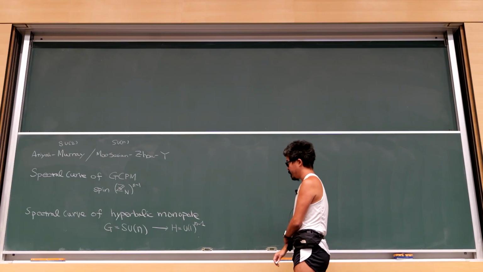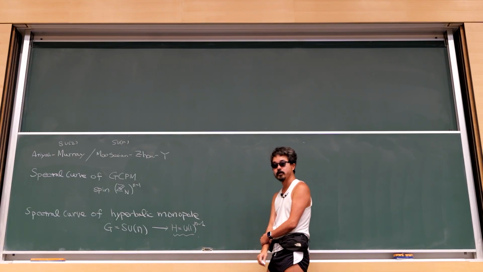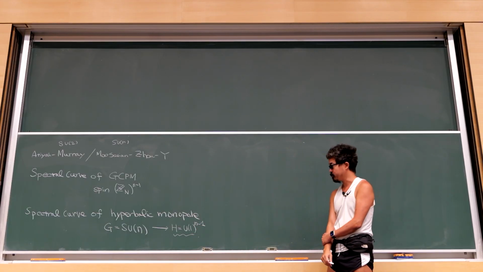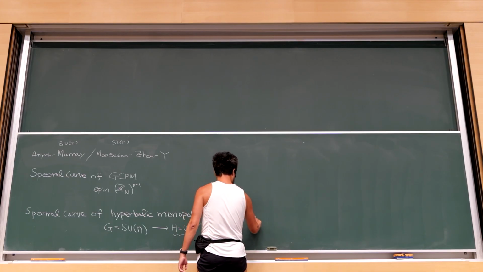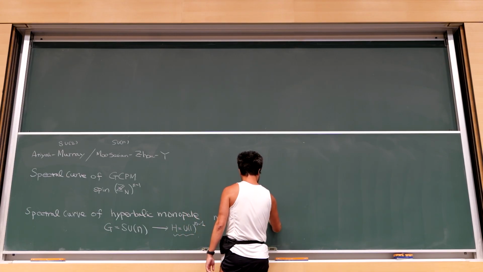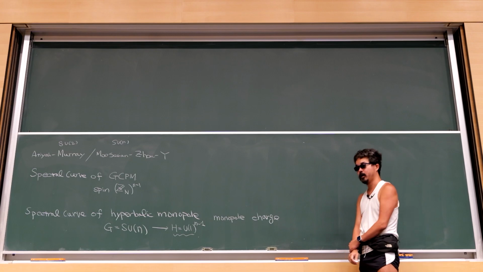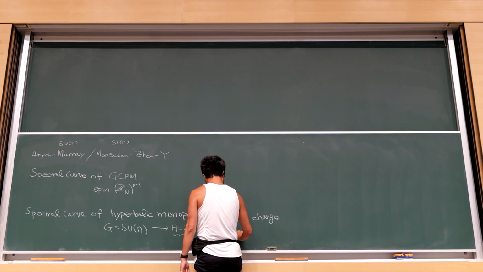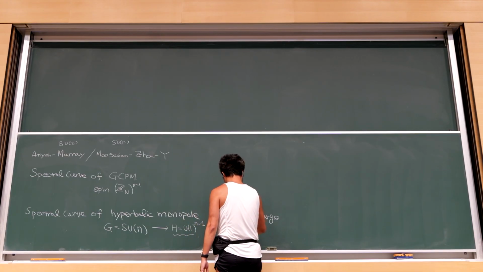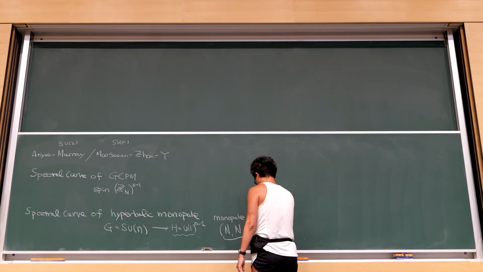For each element of this U(1), there is an associated monopole charge, and I'm going to denote the monopole charge. There are n minus 1 Cartans, and then there are corresponding monopole charges, and I take the monopole charges to be all n, for the n minus 1.